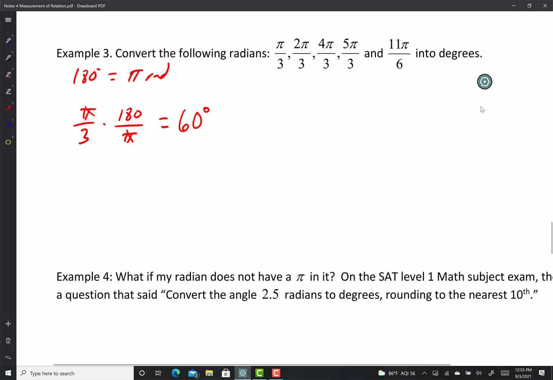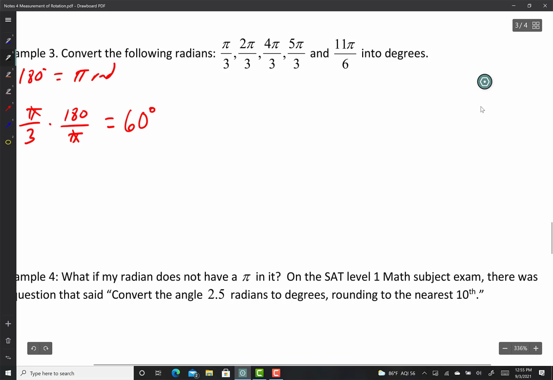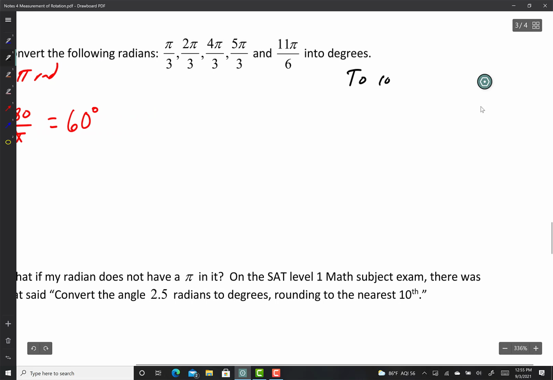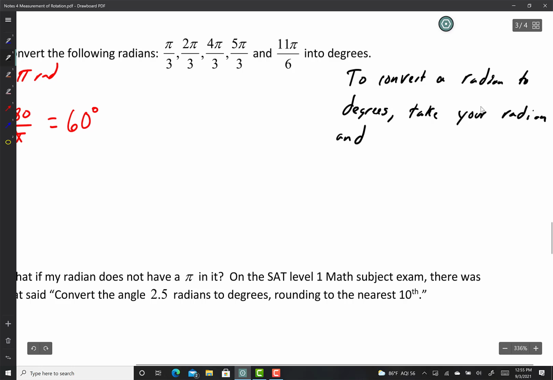So now we have a general rule. I know you guys like little notes here, so I'm going to go to the right-hand side and put the general rule that we did. To convert a radian to degrees, take your radian and multiply by what? 180 over pi. Perfecto.